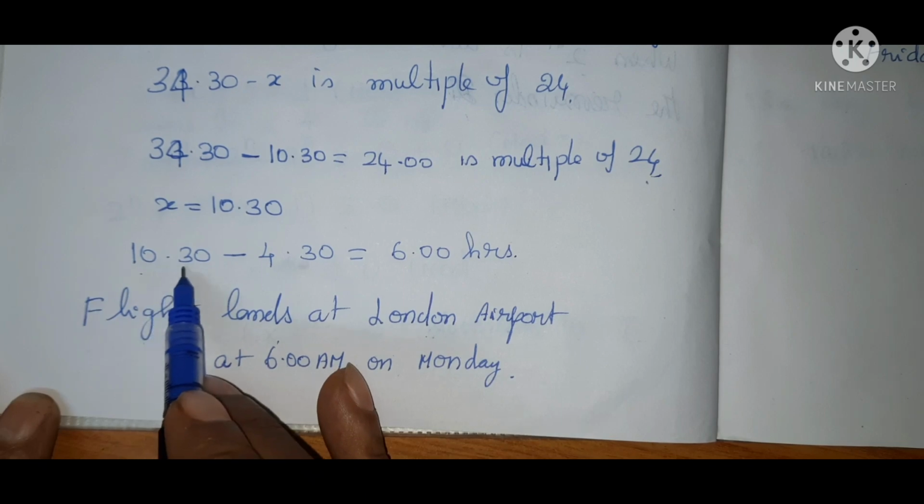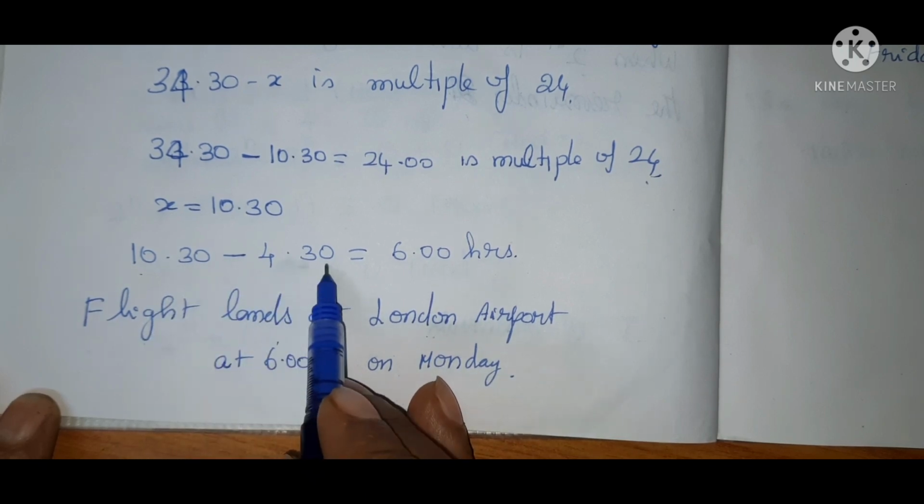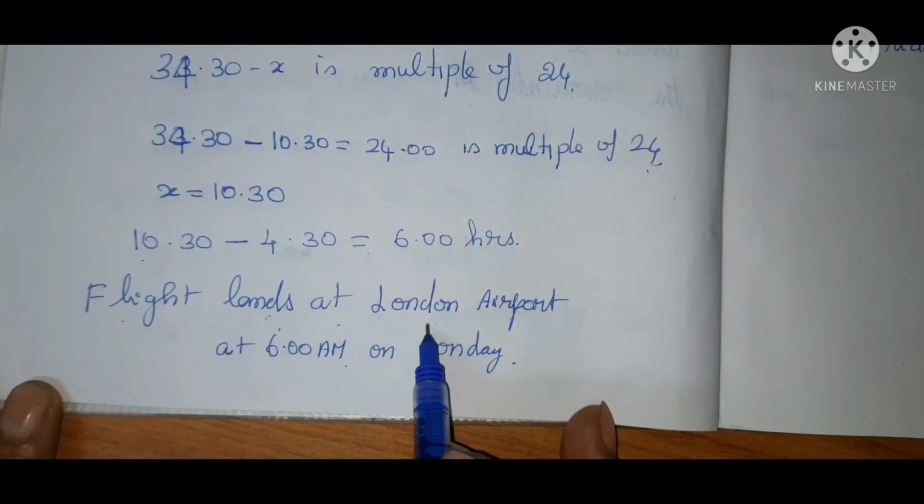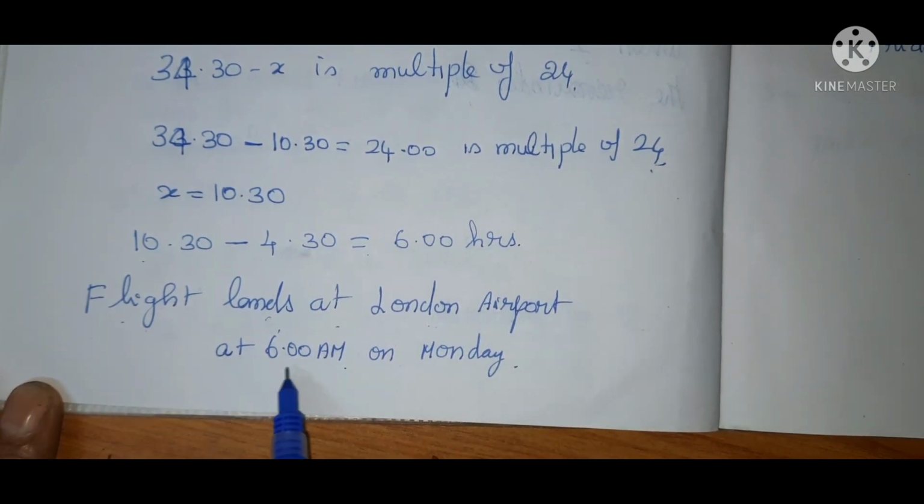10 hours 30 minutes minus 4 hours 30 minutes is equal to 6 hours. The flight lands at London airport at 6 a.m. on Monday.